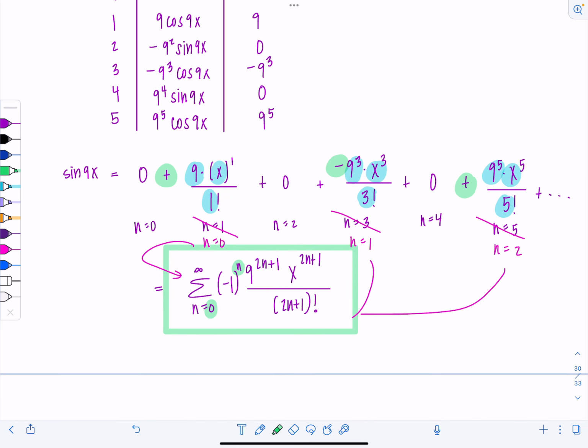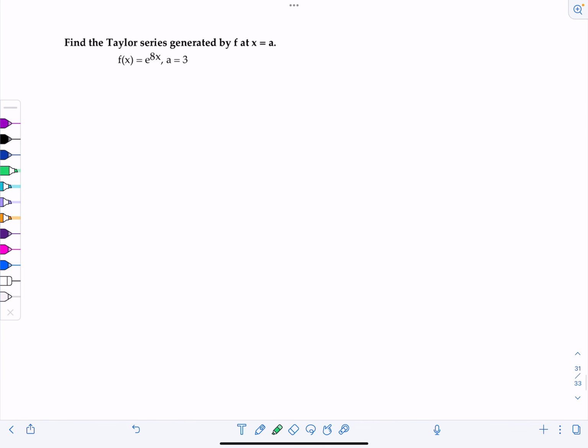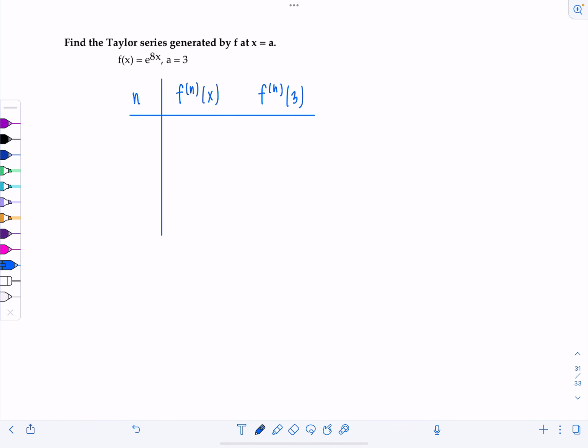Let's do a Taylor series with the definition. This time we're centered at 3. Okay, so same table. So you have n, the nth derivative at x, and then the nth derivative at a, which in this case is 3. How many do you need? However many till you see a pattern. I only needed 3. 0, 1, 2, 3.